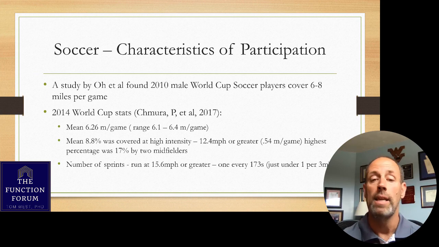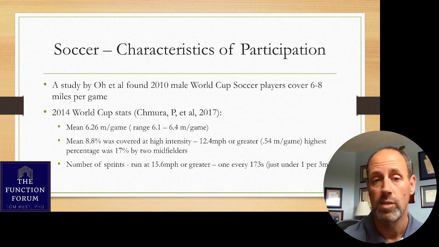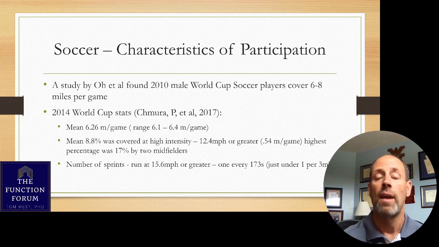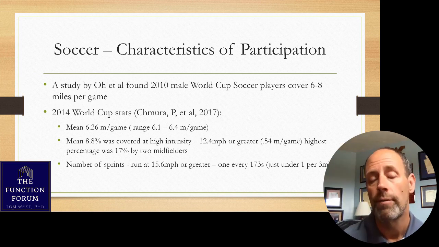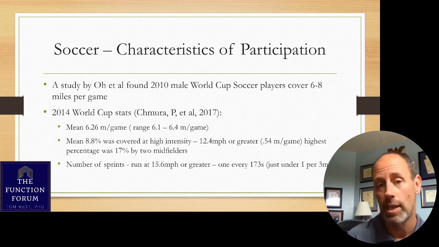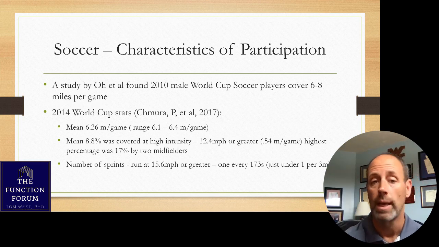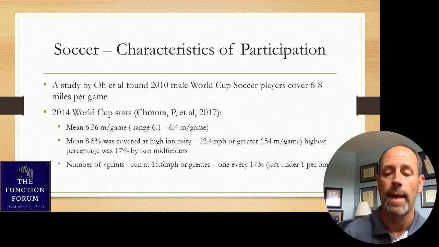They found that the number of sprints were considered to be anything over 15.6 miles per hour. On average, in all matches, there was a sprint by a player approximately every 3 minutes, just under 3 minutes. So again, as far as timing of maybe our interval training for these athletes, that can be useful information. Although they found that more successful teams made sprints more frequently, on the average of about 80 seconds or so. So we may want to keep that in mind as well.